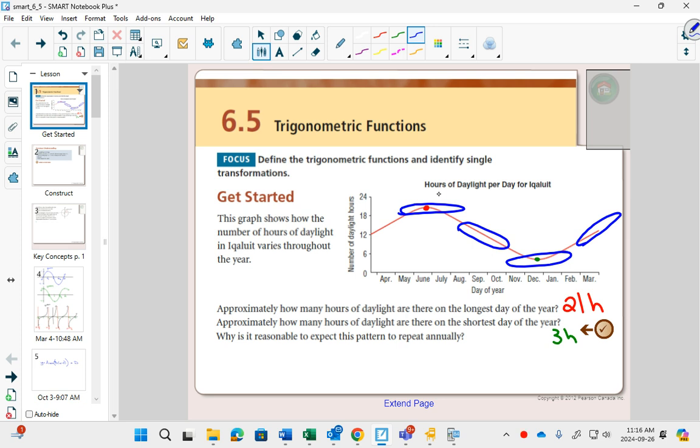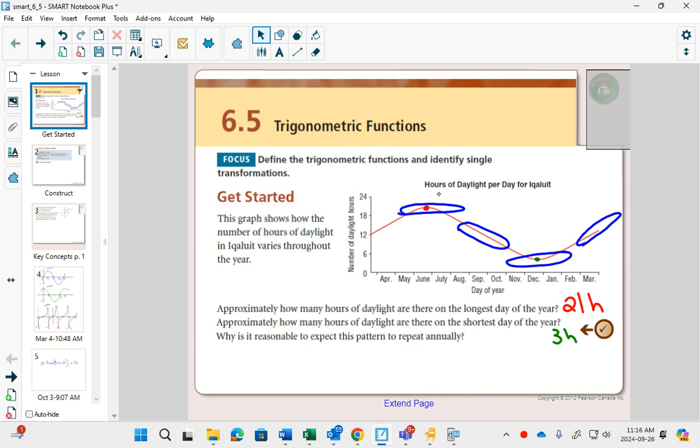Has it ever been like, in a winter, oh my goodness, all of a sudden our winters are short? Our winters have sunlight all day long? And our winter and our summers change? No. It repeats itself. It has a cycle over and over again. And so this cycle is our sine and our cosine graphs.